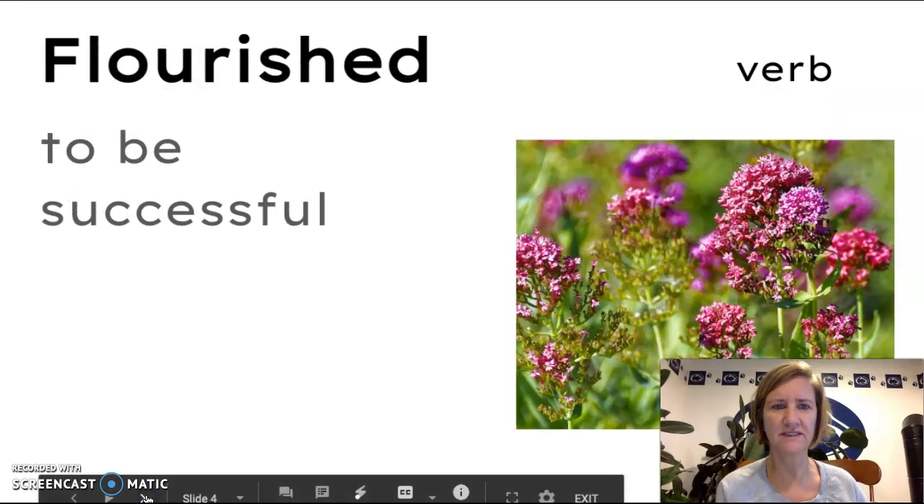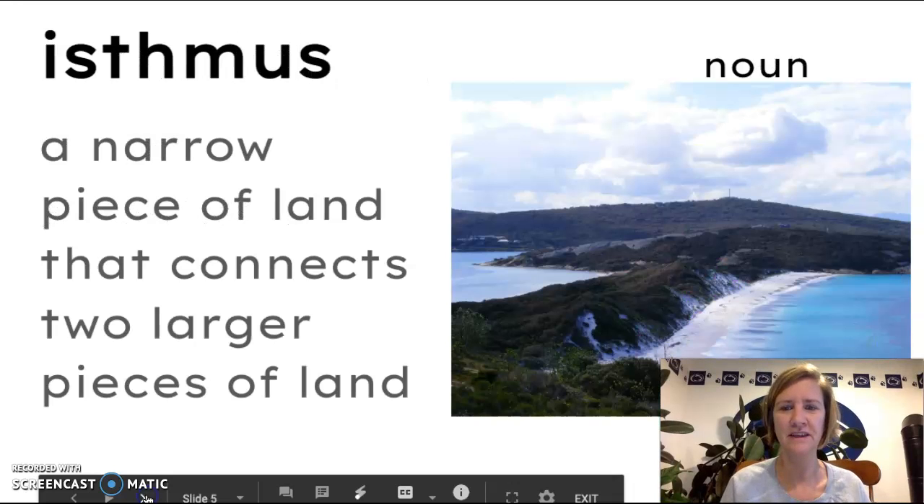The next word we have is the word flourished. And flourished is a verb, and one clue is that it ends in an ed, so that tells you that this is an example of a past tense form of a verb. Flourished means to be successful, and last week during our online learning you flourished and you were very successful.